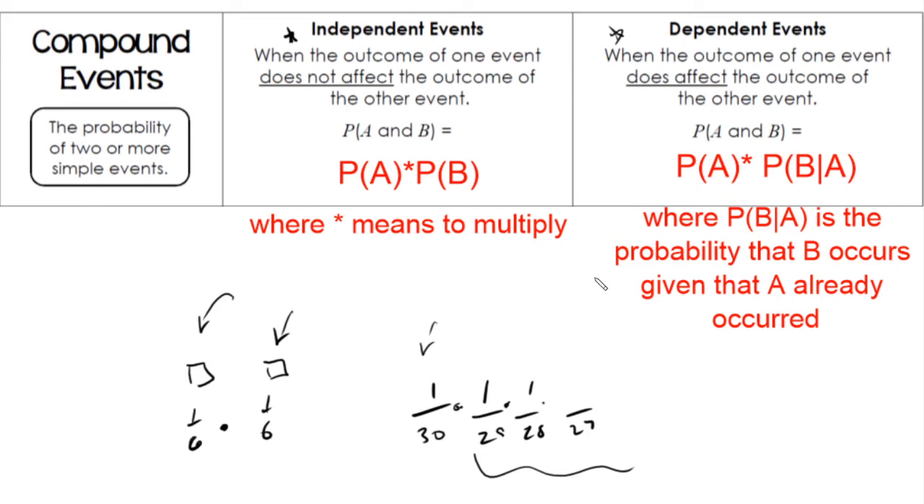And so this notation says the probability of A and B, which is the probability of A times the probability of B given that A already happened. This is the notation for that.